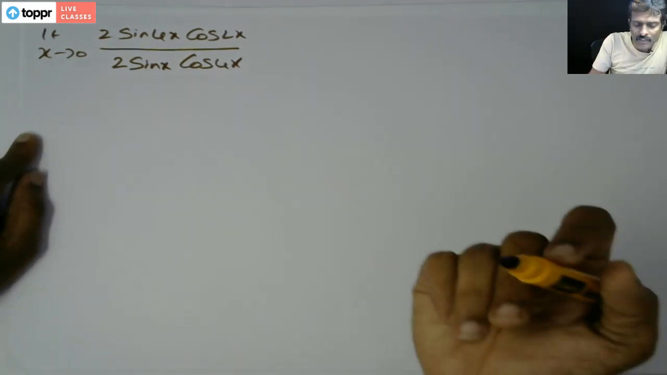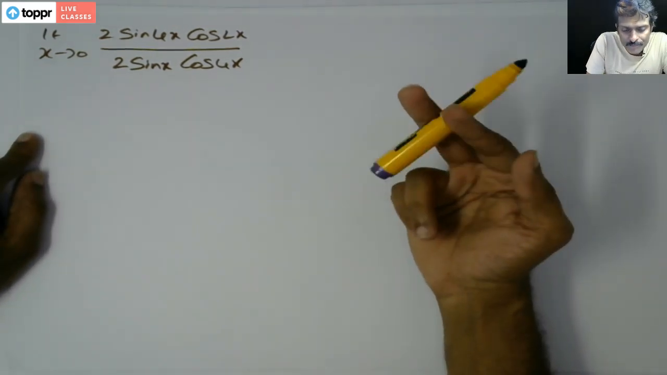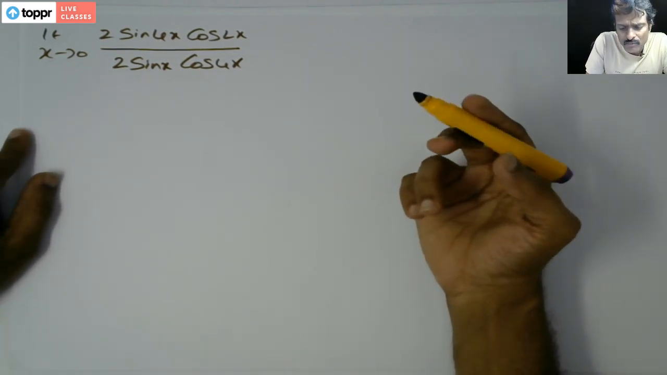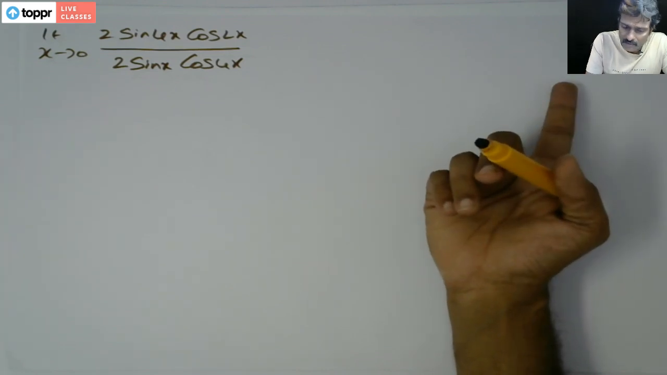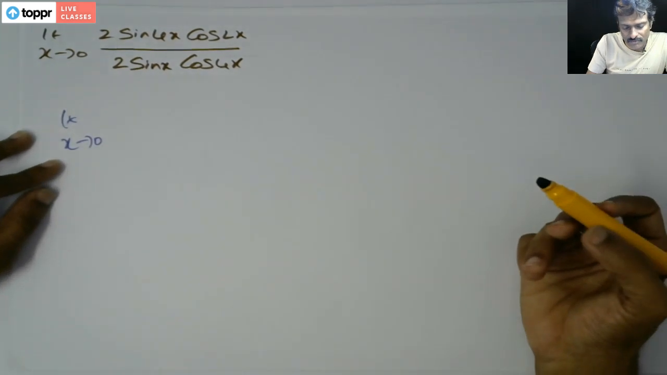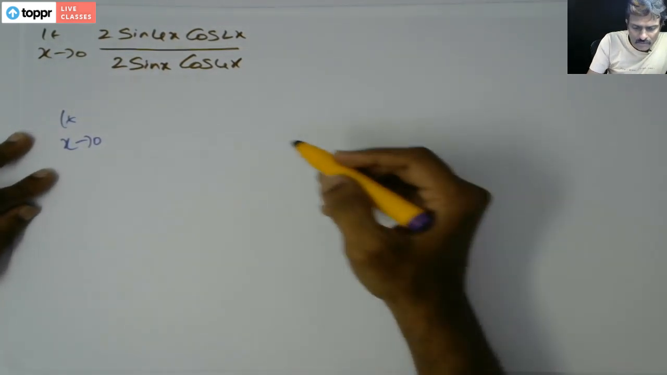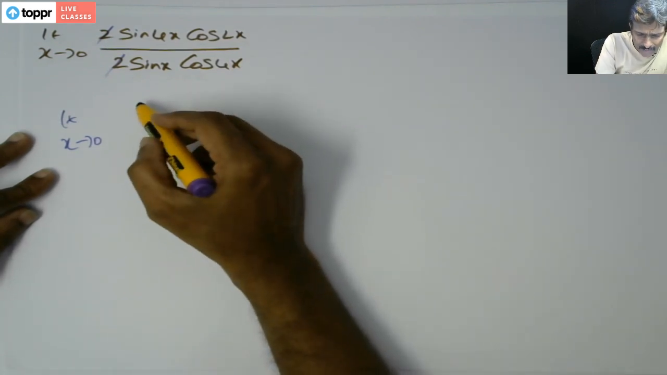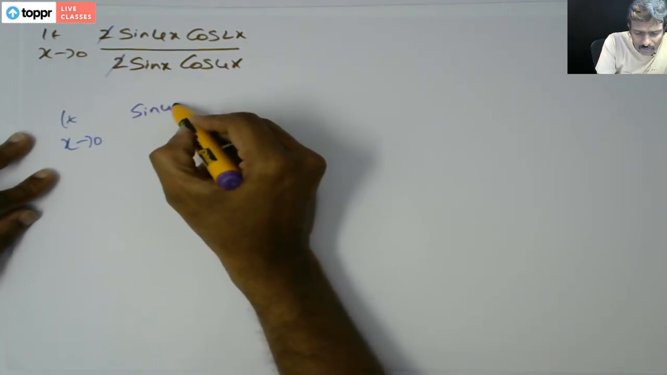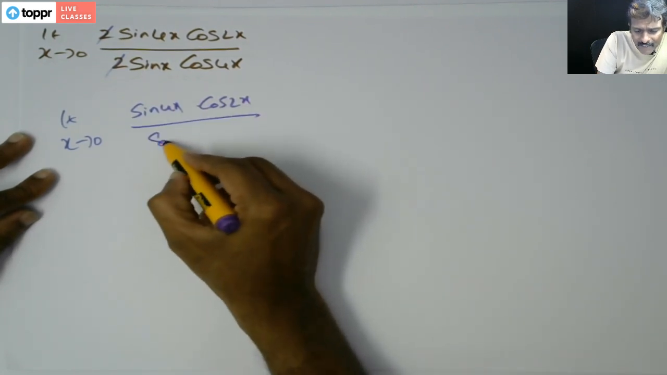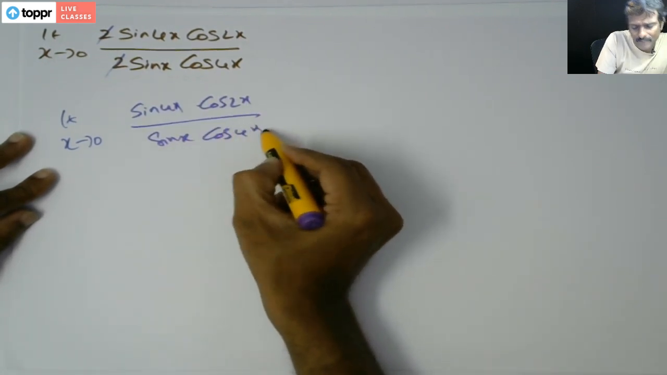Okay, next one: limit x tends to 0, 2 times sin 4x times cos 2x by 2 sin x cos 4x. Let us see how we will do this one now. Limit x tends to 0. Immediately we can cancel 2 and 2, right? So that's one headache out. So sin 4x into cos 2x by sin x cos 4x.